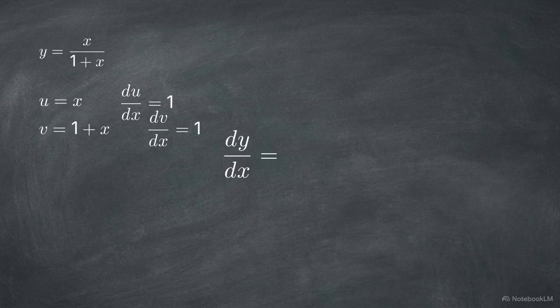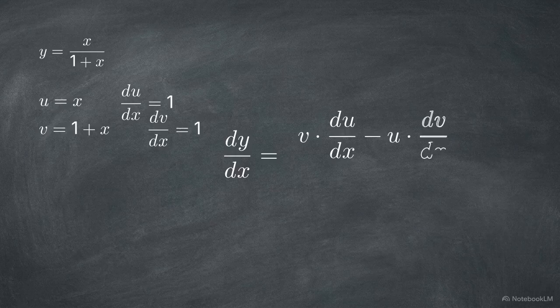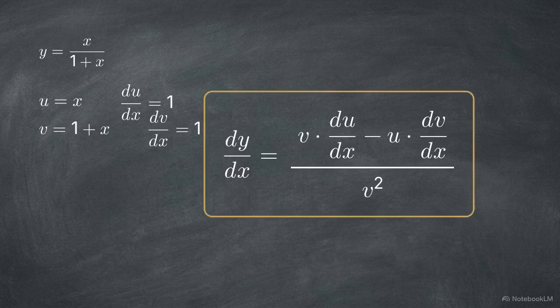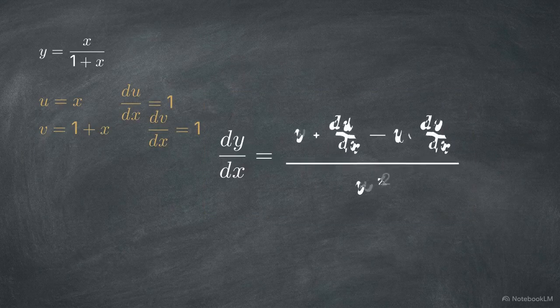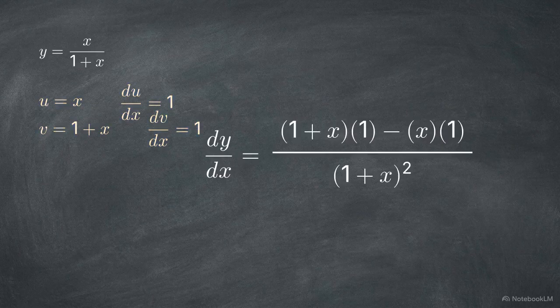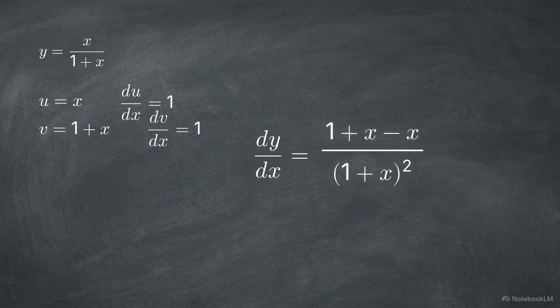The strict quotient rule follows a highly specific cadence. The bottom multiplied by the derivative of the top, minus the top multiplied by the derivative of the bottom, all placed over the bottom squared. This creates a complex master formula that governs all divided functions. By plugging our specific derived components into this framework, we generate the raw, unsimplified state of the derivative.